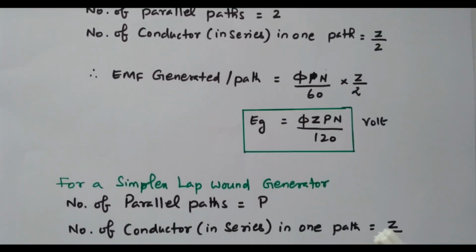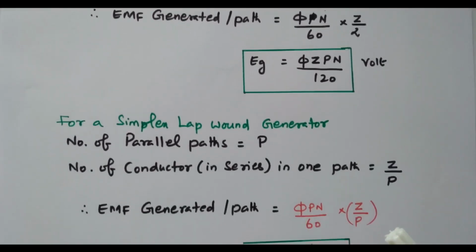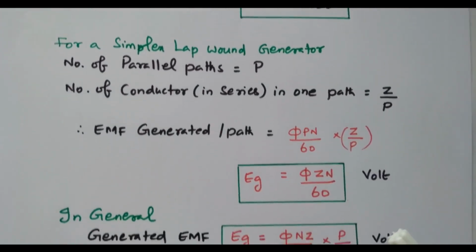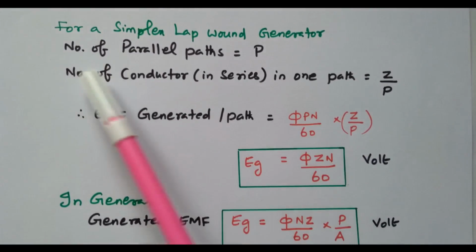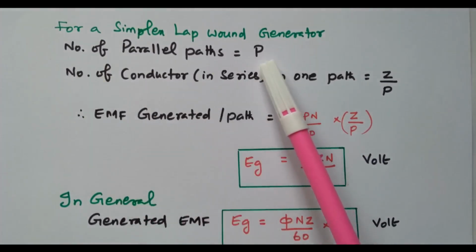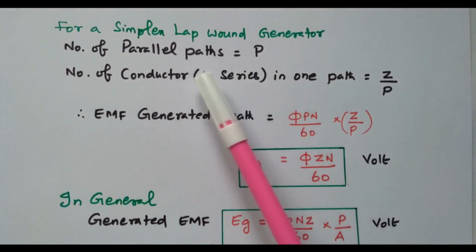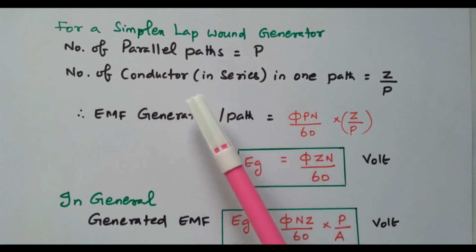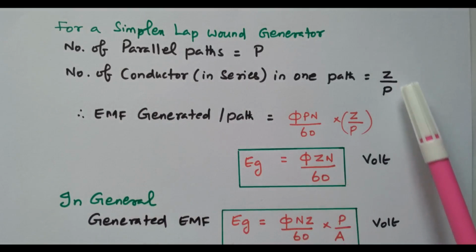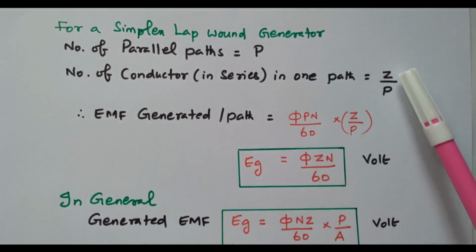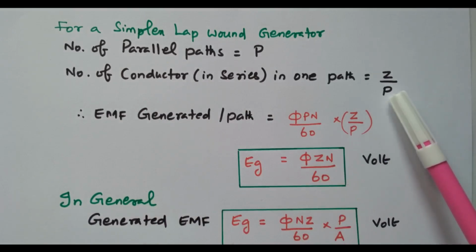Now we'll go to the lap winding. In case of lap winding, the number of parallel paths equals the number of poles. Number of parallel paths equals P. However many poles are available, that many parallel paths will be available. So the number of conductors in series in one path is Z by P. In the previous case we took Z by 2. Now it is Z by P. The number of parallel paths is equal to the number of poles.